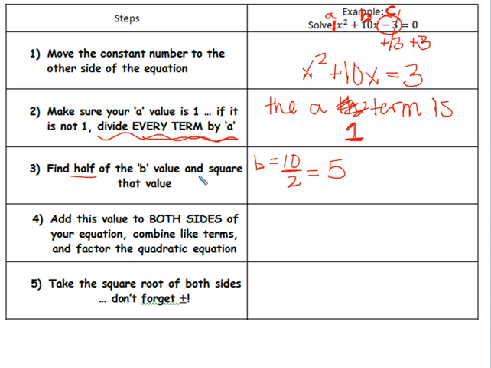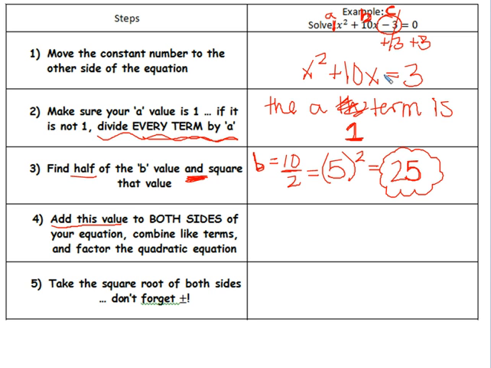Okay, so we found half of b, but then it says we got to square that value. So this 5 that we found, we want to square it. So 5 squared, 5 times 5, gives us an answer of 25. All right, so that's step number 3. We found half of b, we divided it by 2, and then we squared that answer. This is where it might get a little tricky for some people. We want to add this value. So we're going to take this number 25 from step number 3, and we're going to add this value to both sides of our equation.